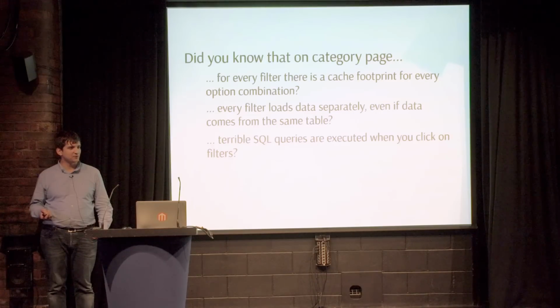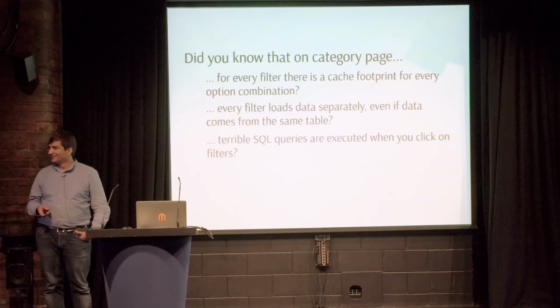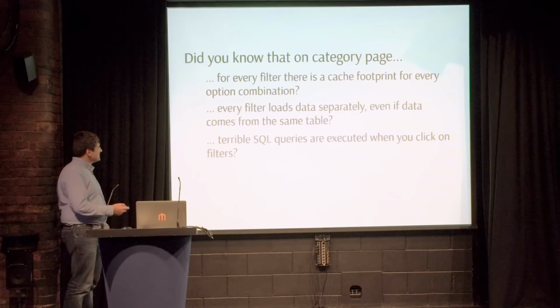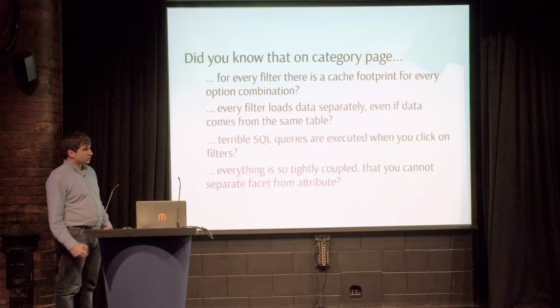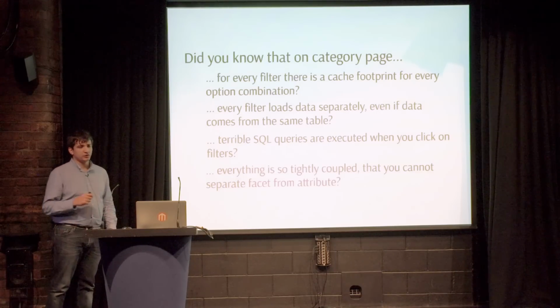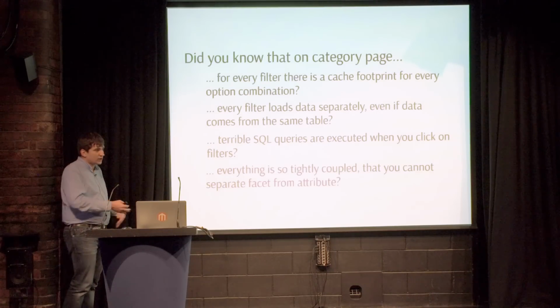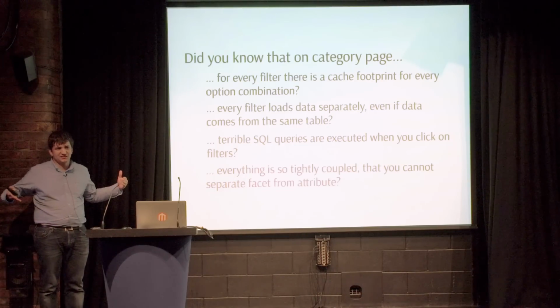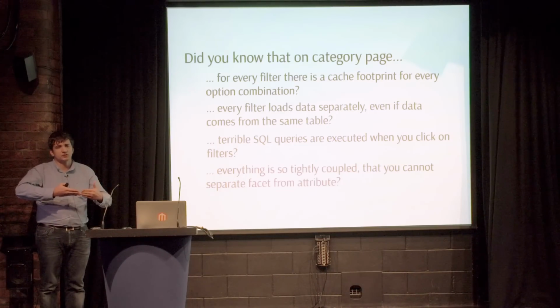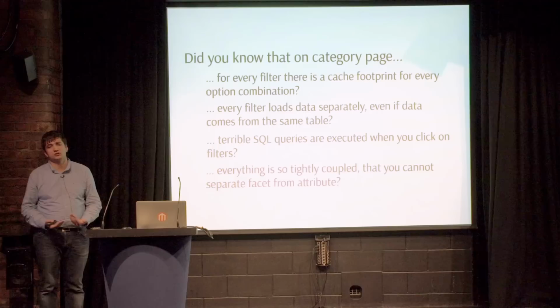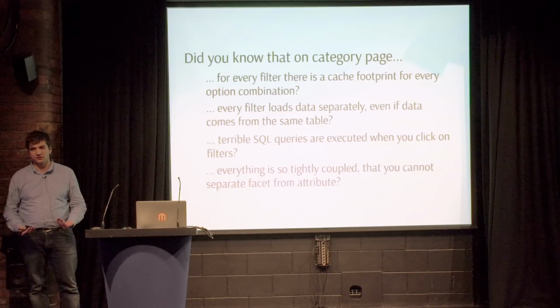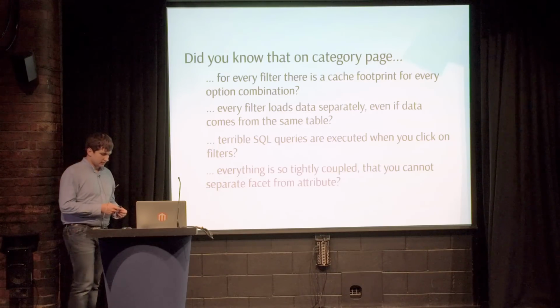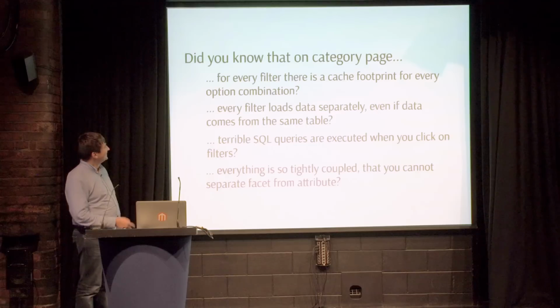Okay, so not that many people here in the room actually take a look at the slow log of MySQL. And everything is so tightly coupled in Magento 1.x layered navigation that you cannot separate attributes from the search facet. It's still so tightly coupled, and if you try to separate it in standard Magento layered navigation, you will fail, because it's never going to happen.